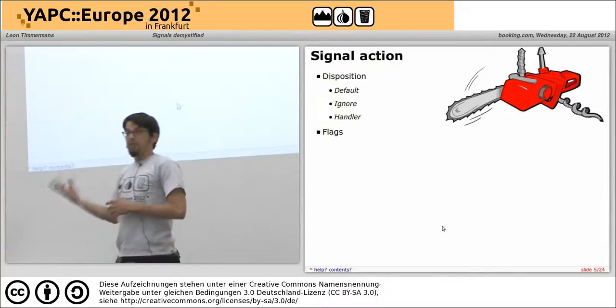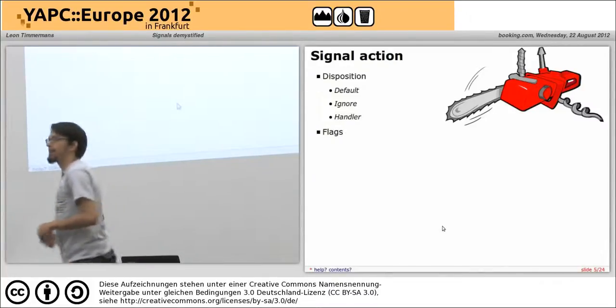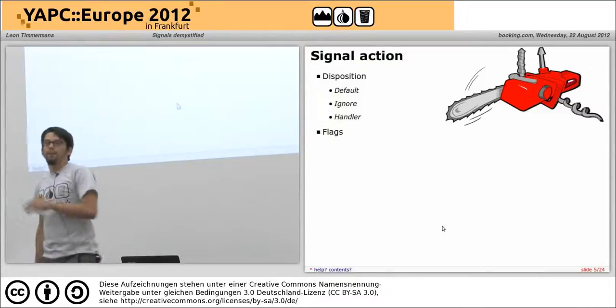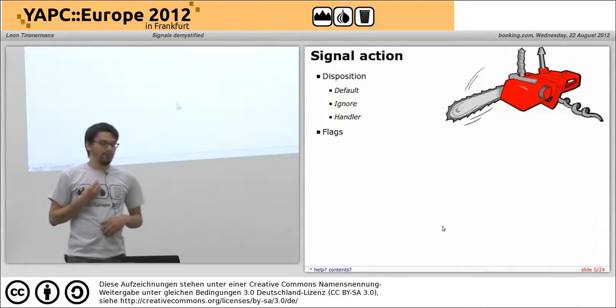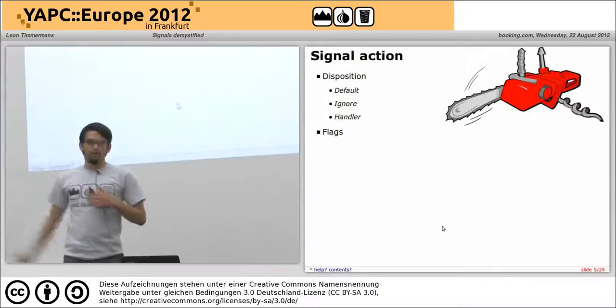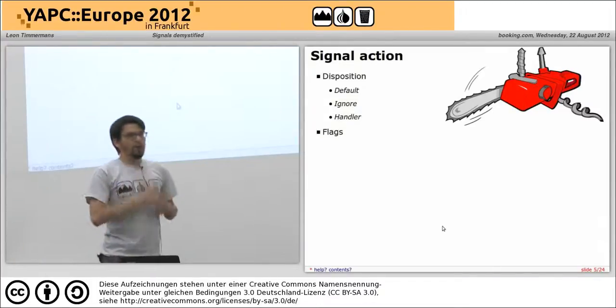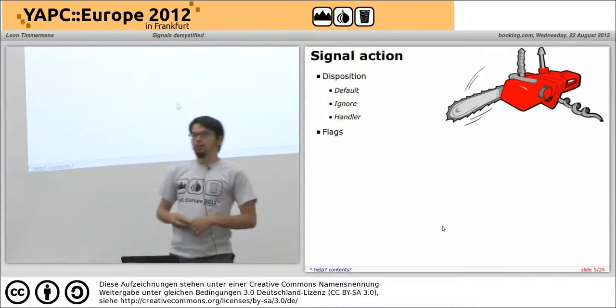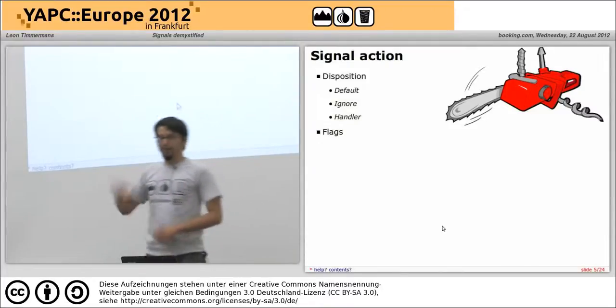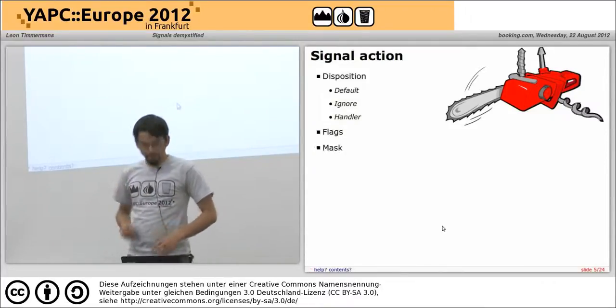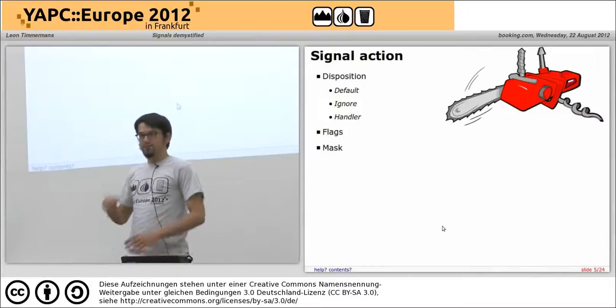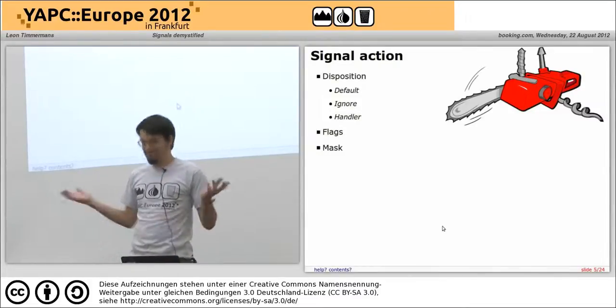Secondly, you can set flags. Most of those flags are not interesting for Perl-level applications. The one that is most commonly used would be the restart flag. I'll get back to that later. And then there's masks, which I'll get back to later too.